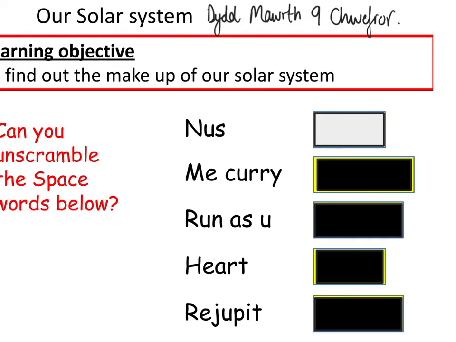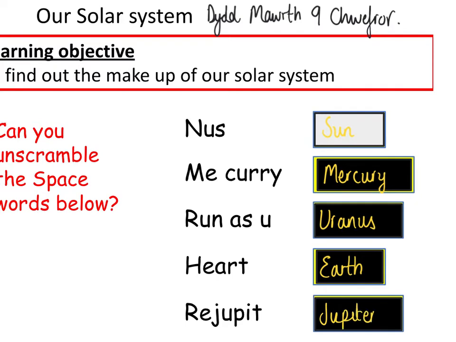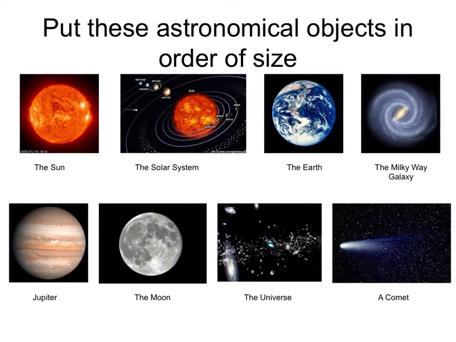Okay, so for unscrambling we should have got Sun for the first one. Second one, we should have got Mercury. Third one, we should have had Uranus. The fourth one, heart should be rearranged to spell Earth. And the last one should be rearranged to spell Jupiter, which is a planet. Hopefully you got them.